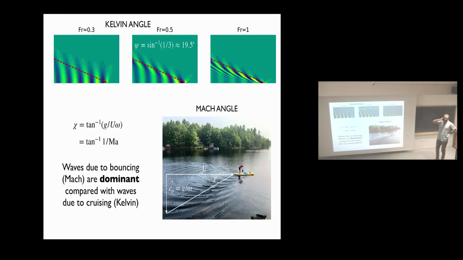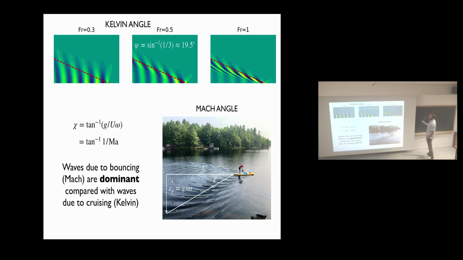What is the Kelvin angle? So the Kelvin angle basically is this. If you have a duck or something swimming in the water, it would produce these waves here, which are like transverse waves, and then these waves, and then this angle here is about 19.5 degrees.